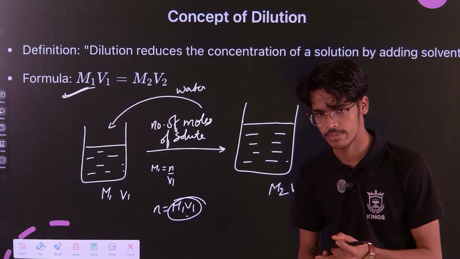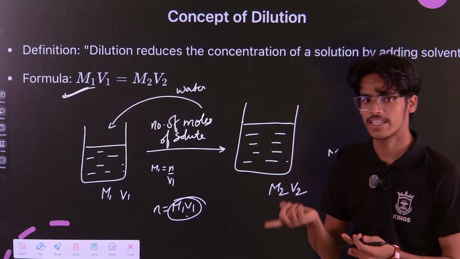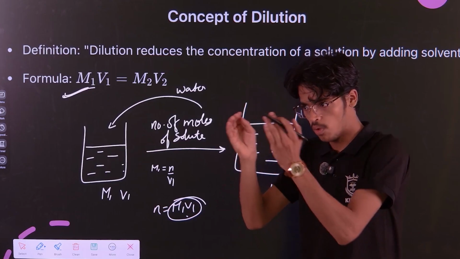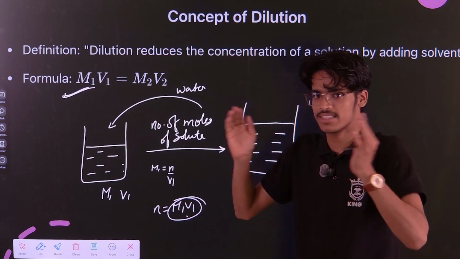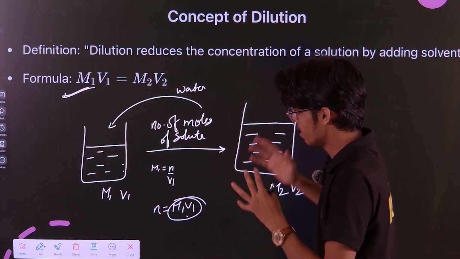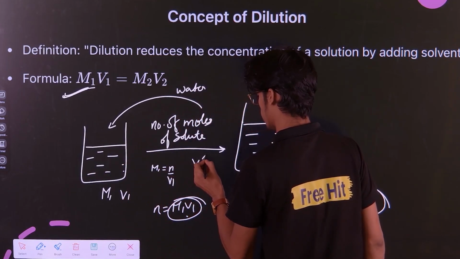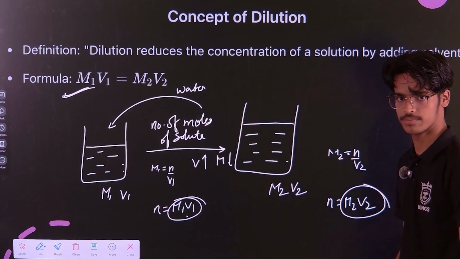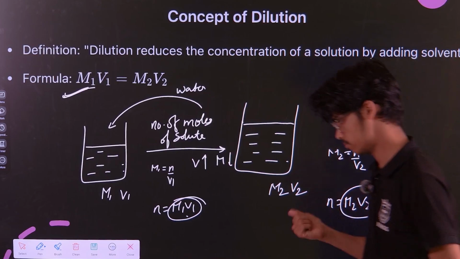The number of moles of solute remains constant, and the volume increases and the molarity decreases. When you increase the volume, the moles per unit volume will decrease, got it, because the volume has increased, so the molarity will decrease. Note it down in your notes. I hope you are able to understand this. Should we do one question?